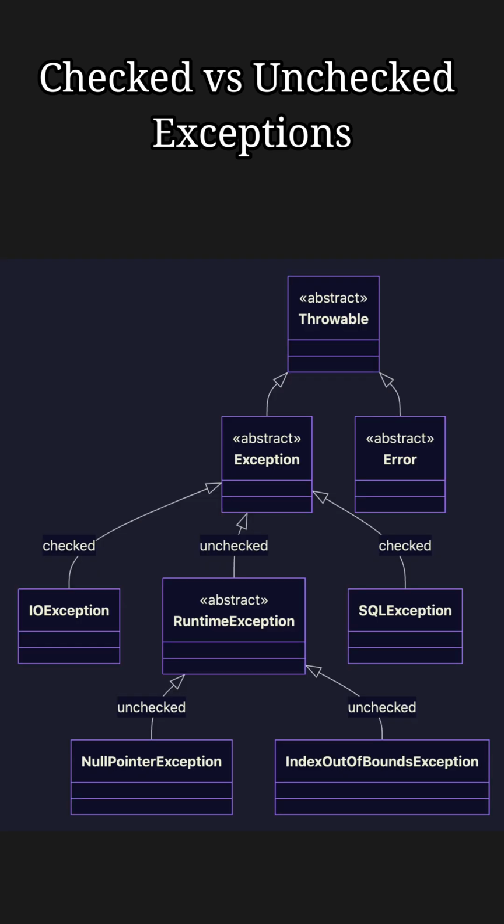Fun fact, did you know all exceptions in Java inherit from the Throwable class, which has two branches, Exception and Error? Exception includes both checked exceptions like IOException, SQLException, and so on, and unchecked exceptions under RuntimeException, for example, NullPointerException. While Error represents critical problems like OutOfMemoryError that you typically don't handle in your code.